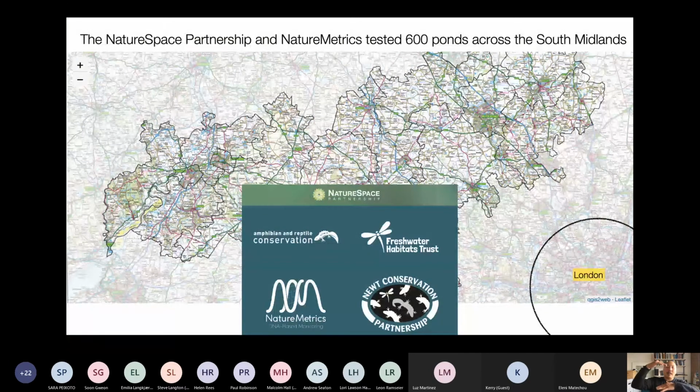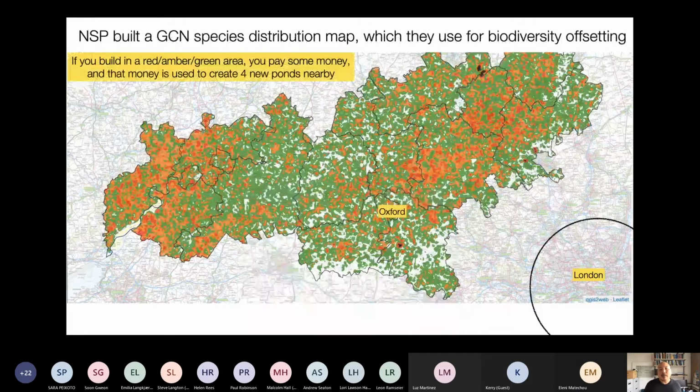And then on top of that, an organization called Nature Space Partnership brought together NGOs and the government and so on, and systematically sampled 600 ponds across the South Midlands. This is using qPCR on eDNA, and then they built a single species distribution model across this whole region, and turned that into 4 zones: white, green, red, and amber. And so you pay a certain amount of money depending on the occupancy of the great crested newt.